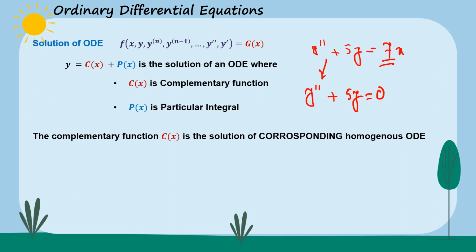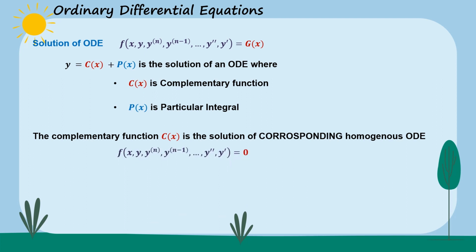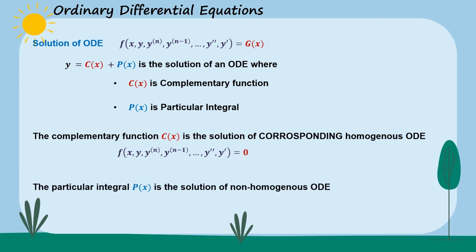And the particular integral is actually the solution, or some function, which satisfies that non-homogeneous equation. Now, finding this particular integral is not that easy. Different methods are there, for example undetermined coefficients, variation of parameters, then operator techniques and all that stuff.